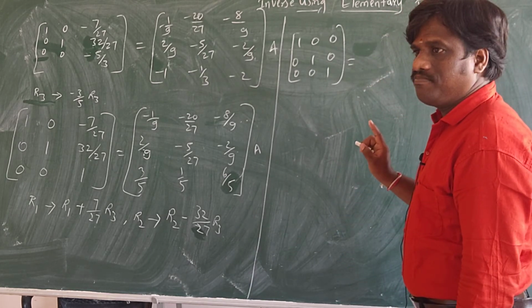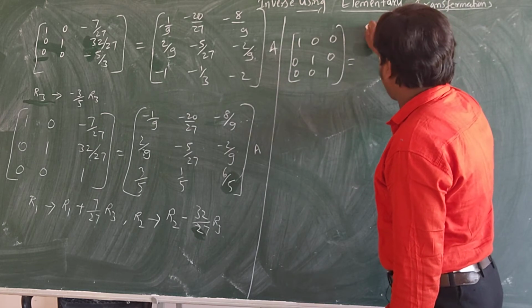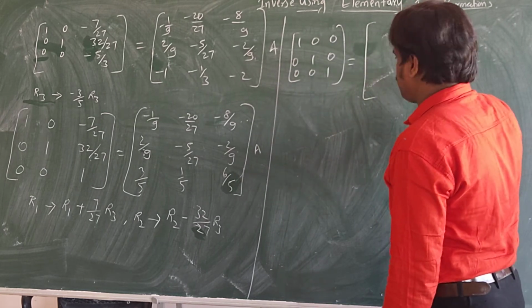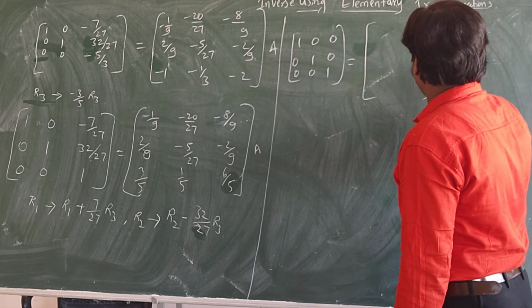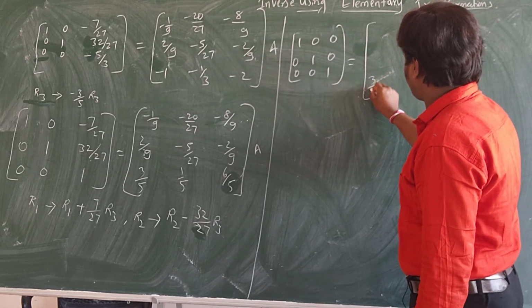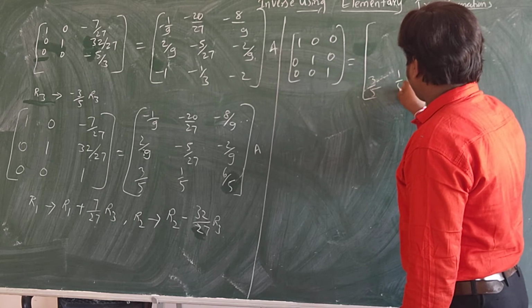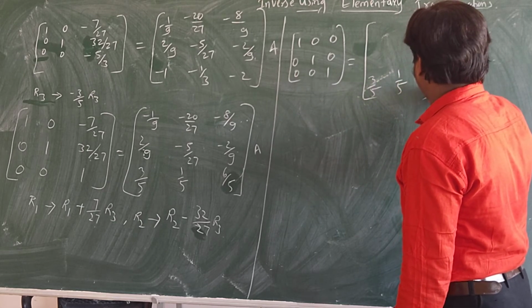So R3 is same. So the inverse's R3 we got. In options also you sometimes see, R3 we got, then over. So R3 options is what here? 3 by 5, 1 by 5, 6 by 5.